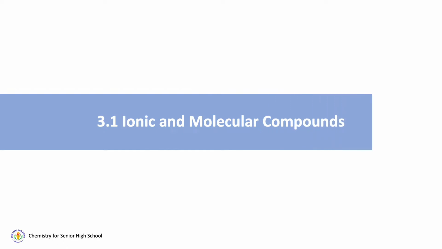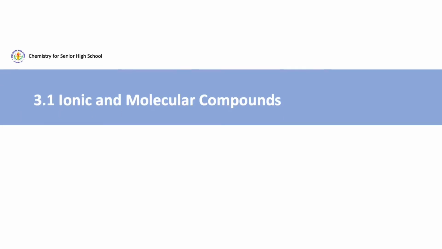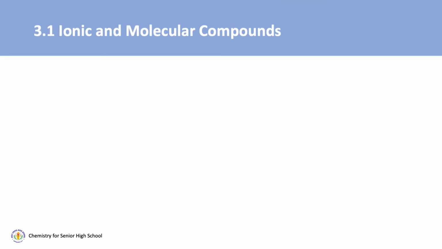So without further ado, let's start our lesson. Lesson 3.1 is all about ionic and molecular compounds. Before we start talking about them, let's first go back to the basics, the root words of these two compounds. We have ions and molecules. What are ions? What are molecules? Let's start off with ions.